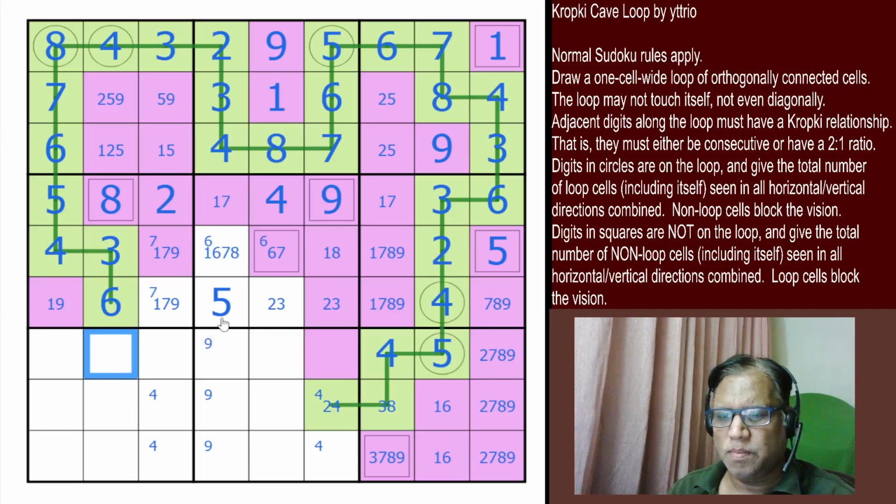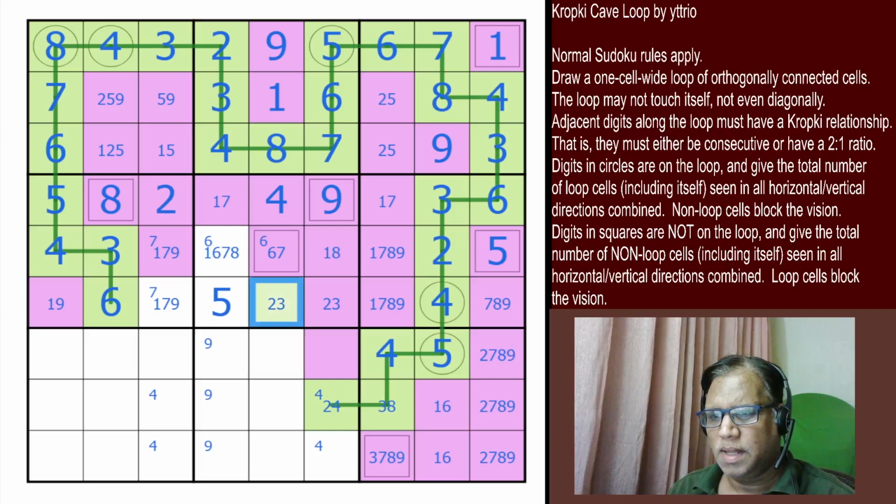Oh, so if this is green, right? This is path, it has to be like this. And there is no relation between these two, right? So this is definitely pink. And this has to be pink now, right? How can this be on loop? There is no way this can be on loop.